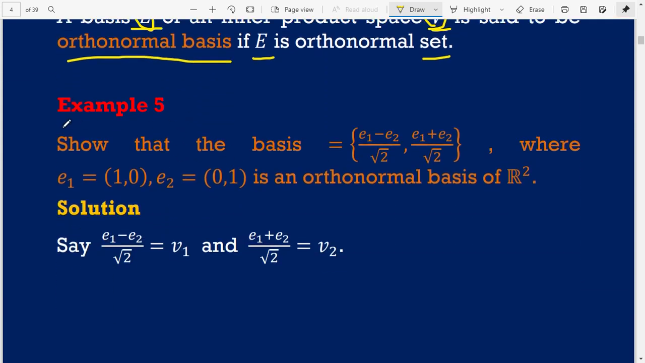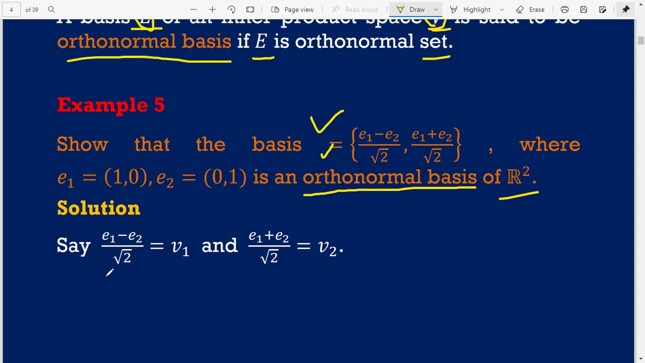Now we see the example. Show that the basis (E1 minus E2) upon under root 2 and (E1 plus E2) upon under root 2, where E1 and E2 are the standard basis vectors in R2, is an orthonormal basis. We have to show this basis is an orthonormal basis of R2.